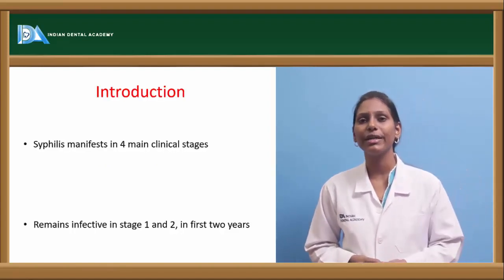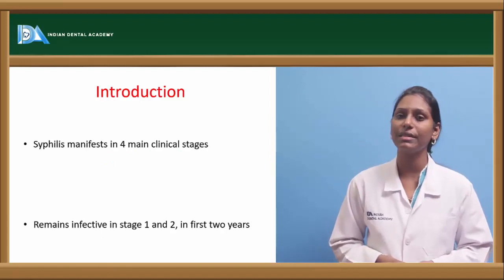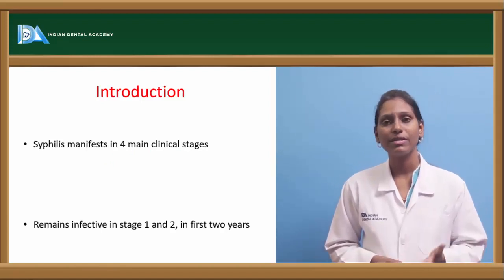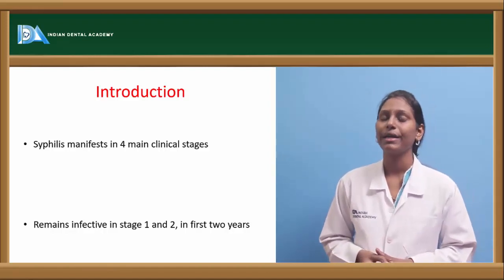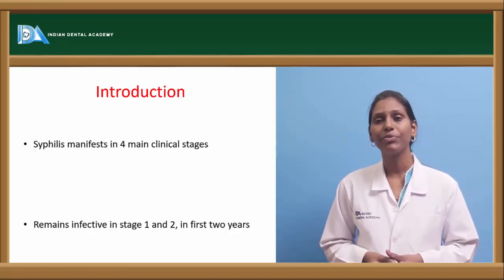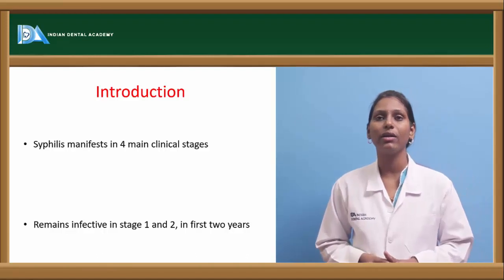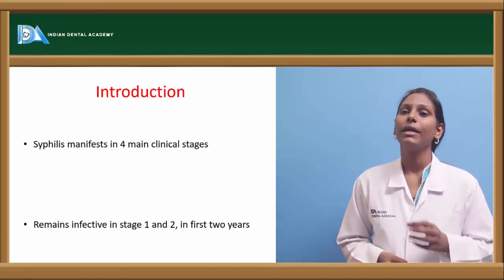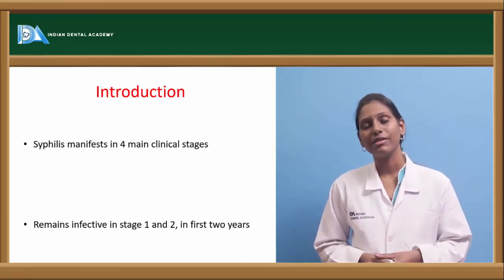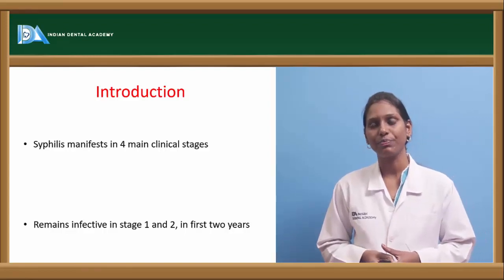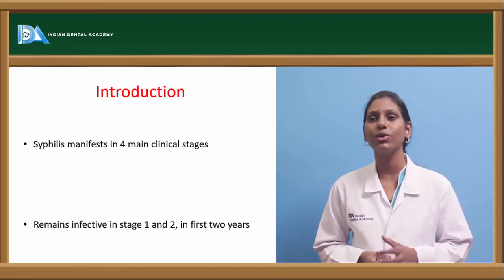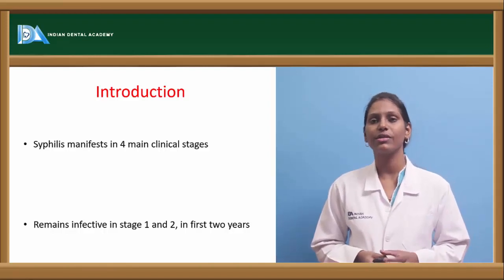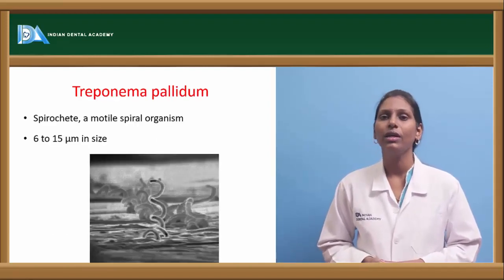As I already told, syphilis is a sexually transmitted disease, usually because of unsafe sexual practices or increased sexual promiscuity, and it is caused by Treponema pallidum, which is an anaerobic motile spirochetal organism. Usually syphilis manifests in 4 clinical stages. It remains infective in stage 1 and stage 2, especially in the first 2 years. It is a highly infectious disease.